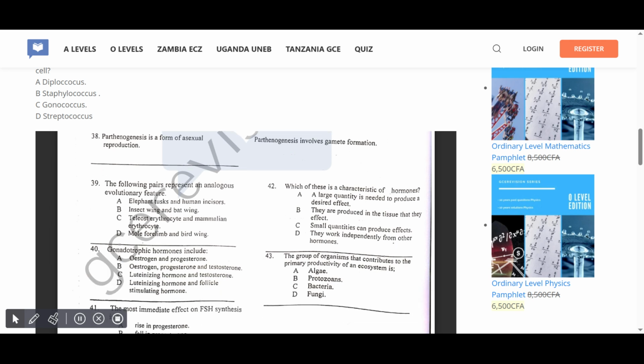Question 40. Gonadotrophic hormones include. The answer is B.